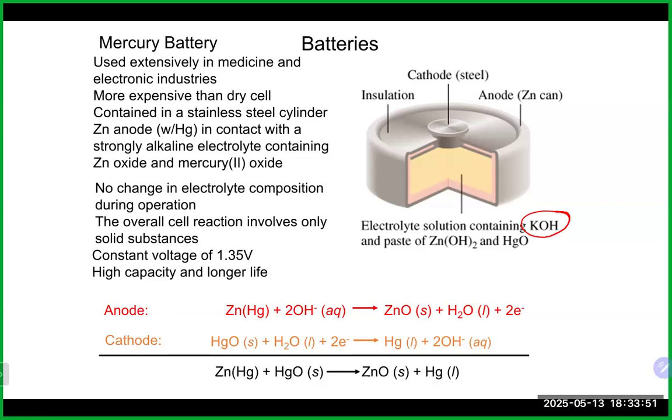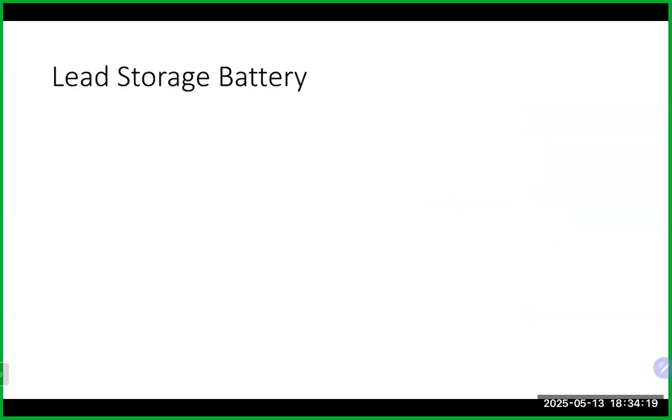There is no change in the electrolyte composition during operation, and that's really important for the longevity of batteries, that you don't have a lot of change in the components there. Also, if you end up with a lot of solids there, that's actually pretty good to keep batteries going and rechargeable and those type of situations. We do get a little less voltage out of this one, 1.35 volts, but it will last a little bit longer.